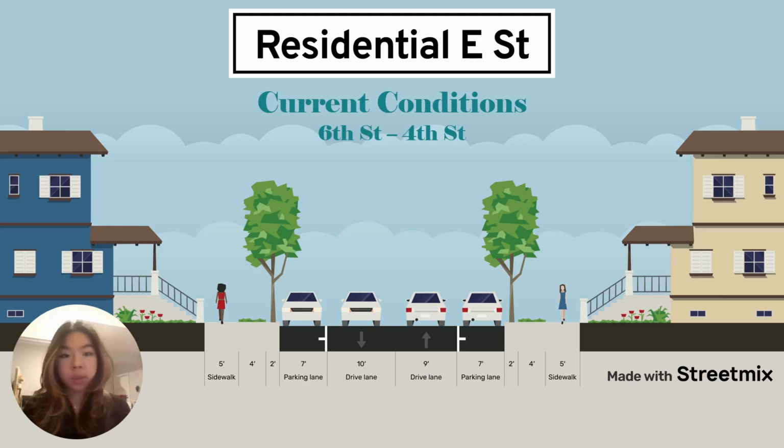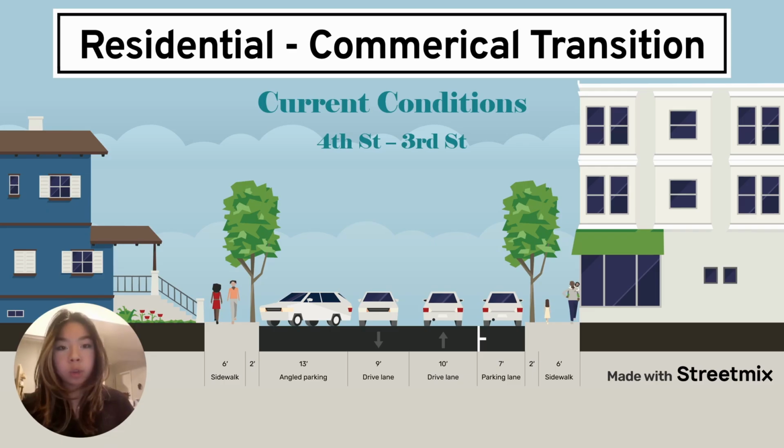This is what the residential parts of E Street look like, with 2 lanes for driving, street parking on both sides, and narrow sidewalks measured at about 5 feet. This is what the residential to commercial transition street looks like, with 2 lanes for driving, a normal parking lane, and an angled parking lane. The sidewalks are wider to accommodate additional foot traffic but still prioritize cars. Not shown in this segment are the 2 parking lots, one on each side of the street.